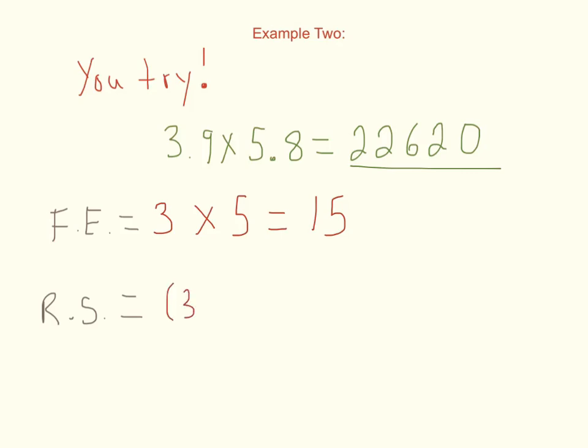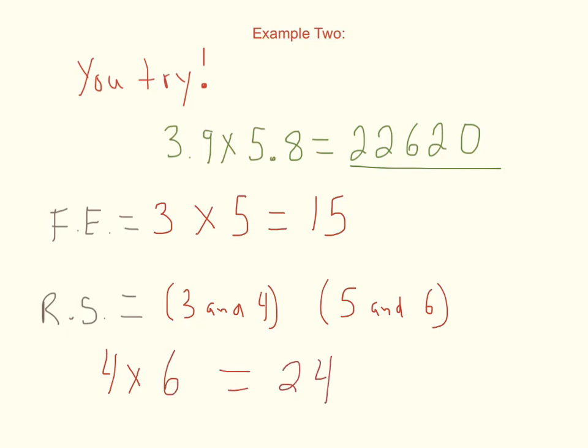When we're looking at our relative size, we're going to say, okay, 3.9 is between 3 and 4. Well, it's closer to 4, obviously, so it's going to become 4. 4 multiplied by, well, 5.8 is between 5 and 6, and looking at it, it's actually closer to 6 as well. So we're going to round that up to 6. And that means our estimation is going to be 24.